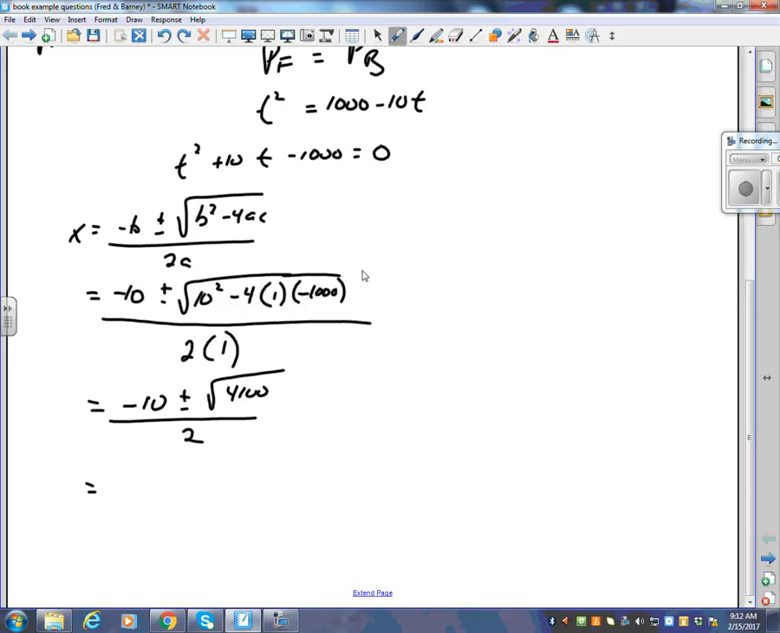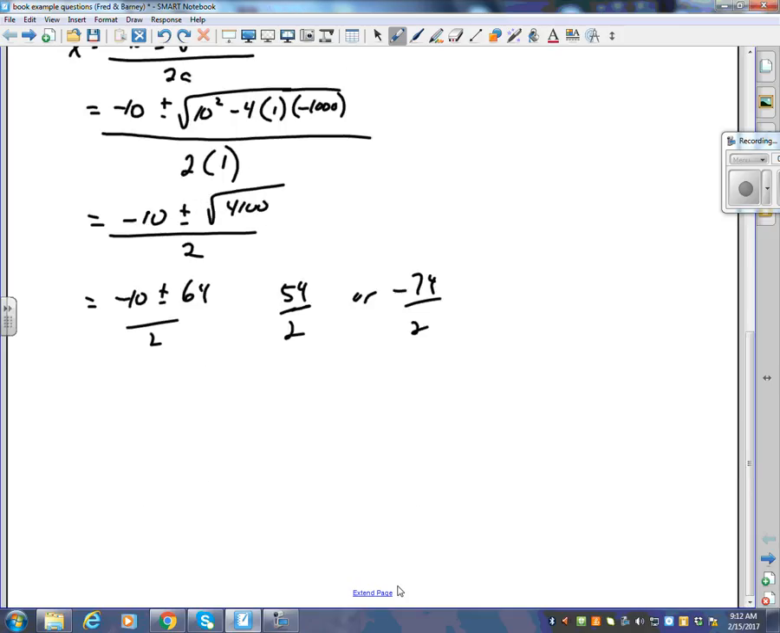64. So minus 10 plus or minus 64, all over 2. Minus 10 plus 64 would be 54 over 2, or minus 74 over 2. This would be 27 seconds, and the other one would be minus 37 seconds. But of course, negative time doesn't exist, and so that one isn't really an answer.